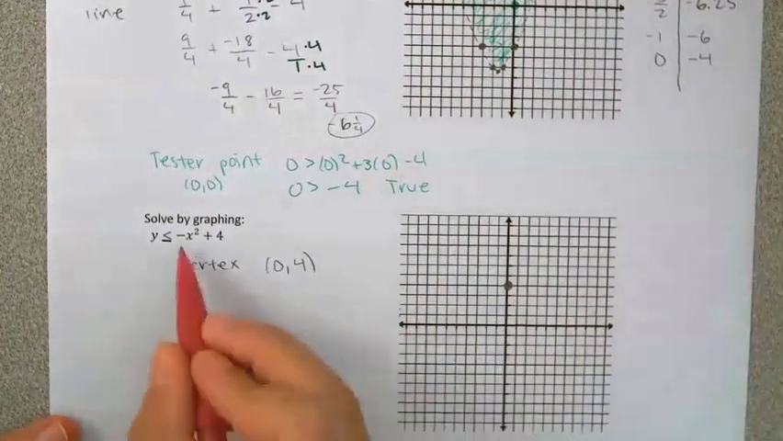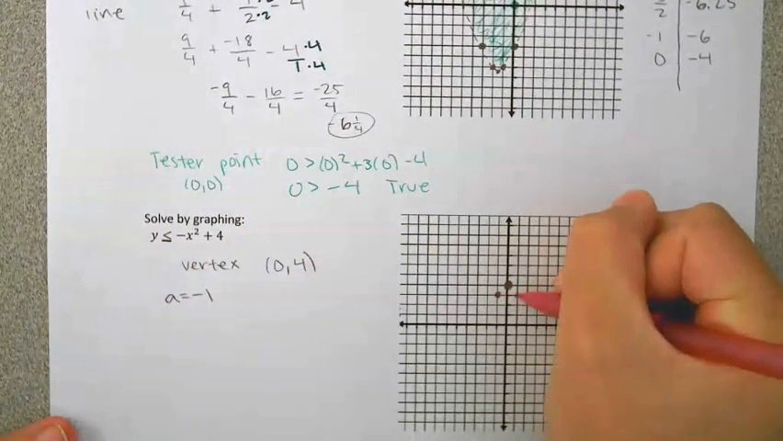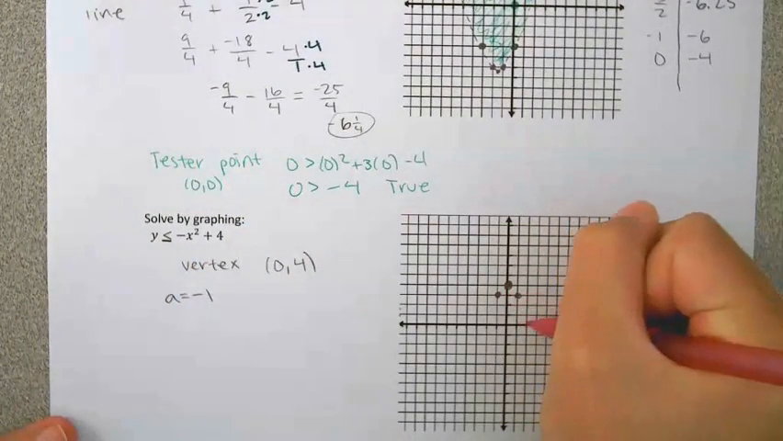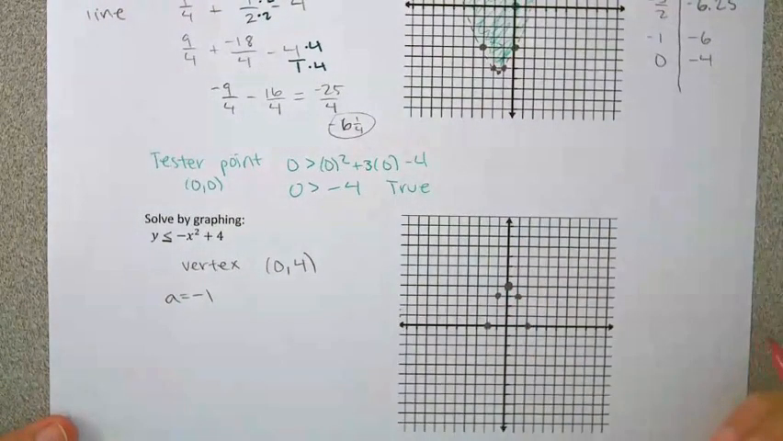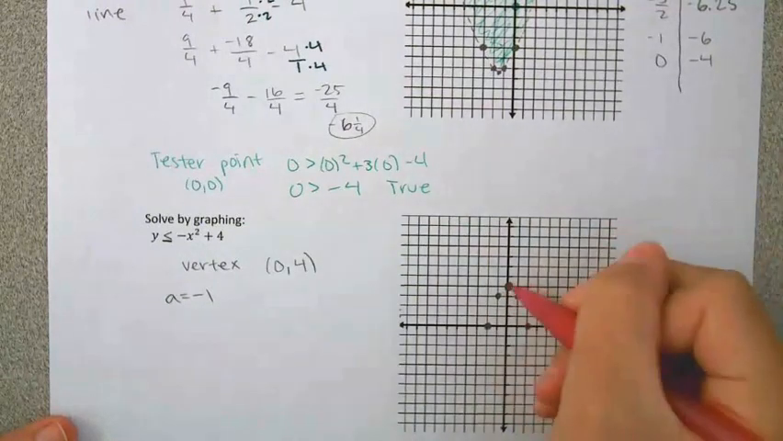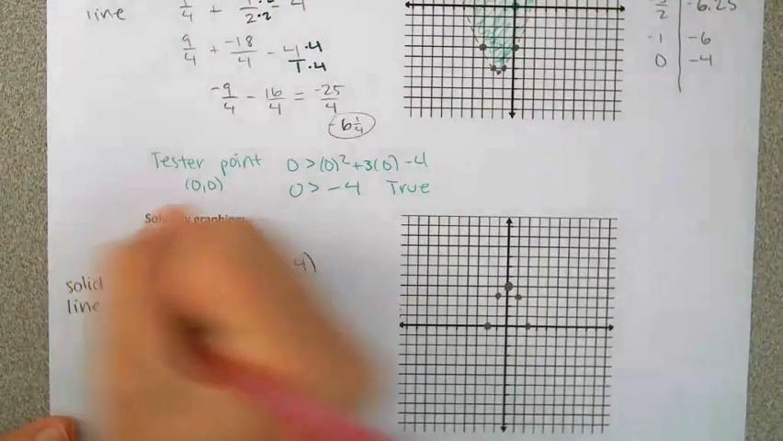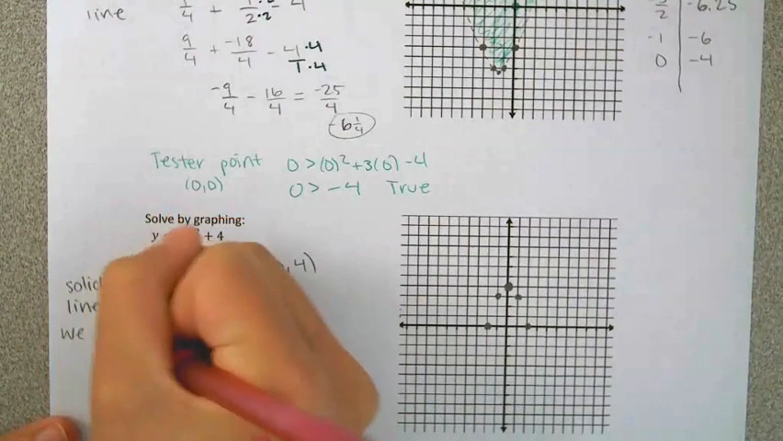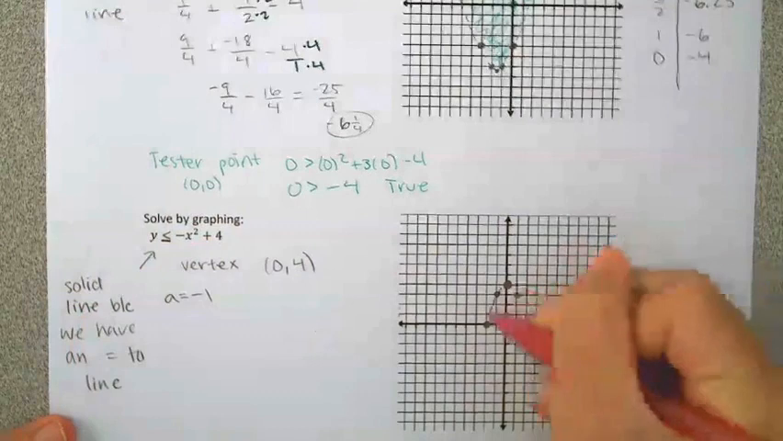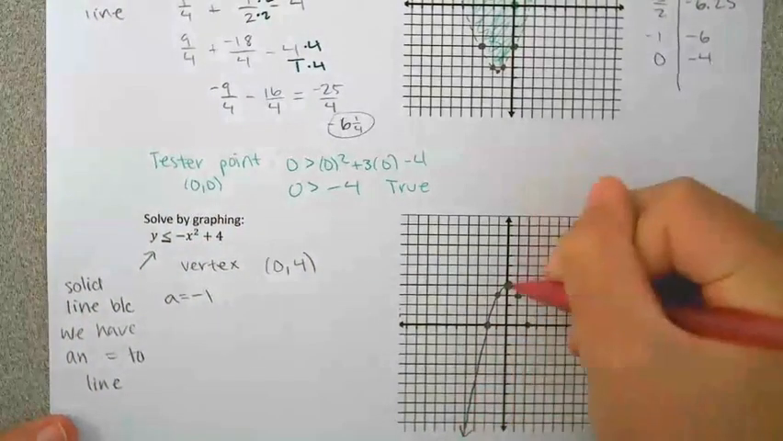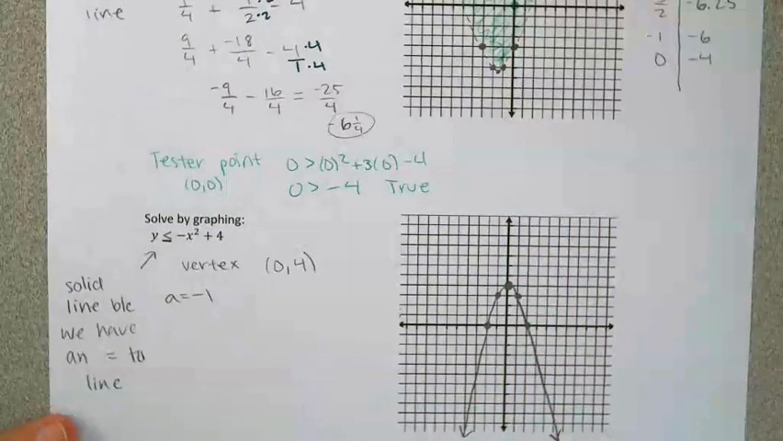And then my a value is negative 1. So I'm just going to follow the pattern to graph it very quickly: down 1 over 1, down 3 over 1. You could have used a table to help you graph that, but I'm going to leave it like that. And then I'm going to draw a solid line because we have an equal to line, and I'm going to extend it down each way. And then I need to pick a tester point to figure out where I'm shading.